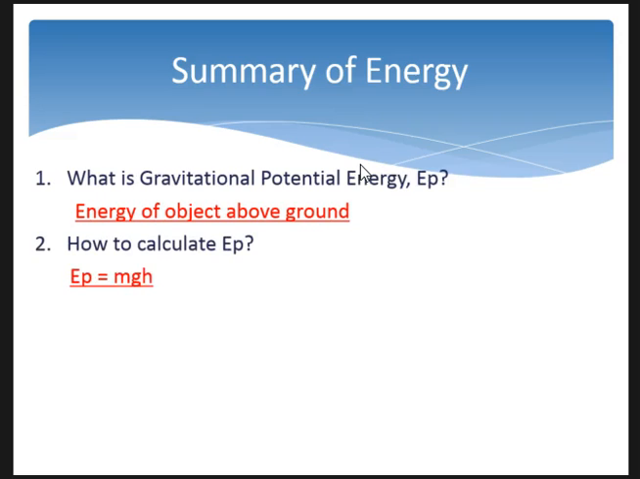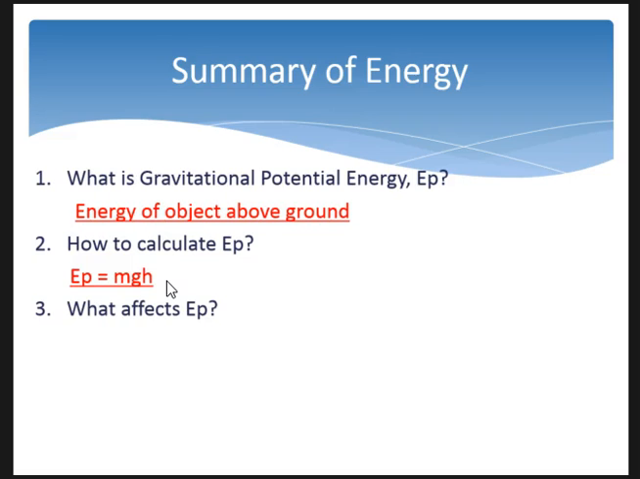The formula that we use is mgh, where m stands for mass, g the gravity of the earth or gravitational field strength, and h represents the height of the object above ground. Recall as well, mass has to be in kilograms, gravitational field strength of earth has to be in Newton per kilogram, and lastly, height of the object has to be in meters.